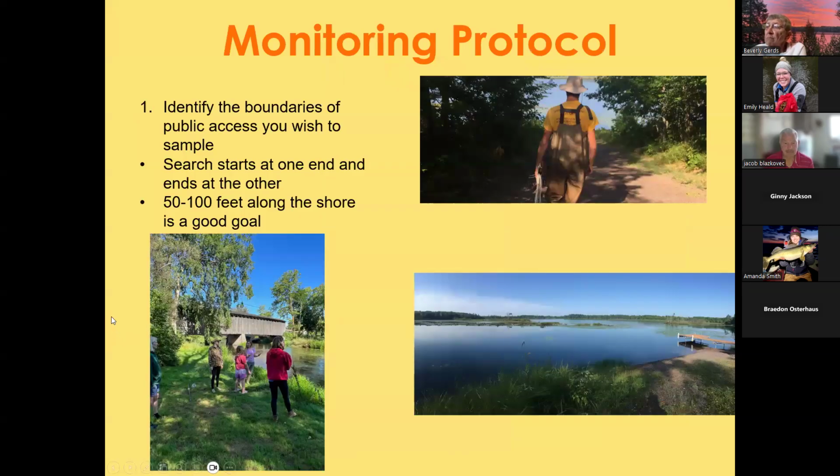All right, so step one, you arrive at your site. It's going to be a lake or a river. And the first thing you're going to want to do is identify the boundaries of the area that you're wanting to sample, because you're going to search from one end to the other. Usually you choose about 50 to 100 feet to monitor along that shoreline. If you want to sample a little bit more or a little bit less, that's fine too. 50 feet is about the size of a semi-trailer, and it does not need to be perfect.